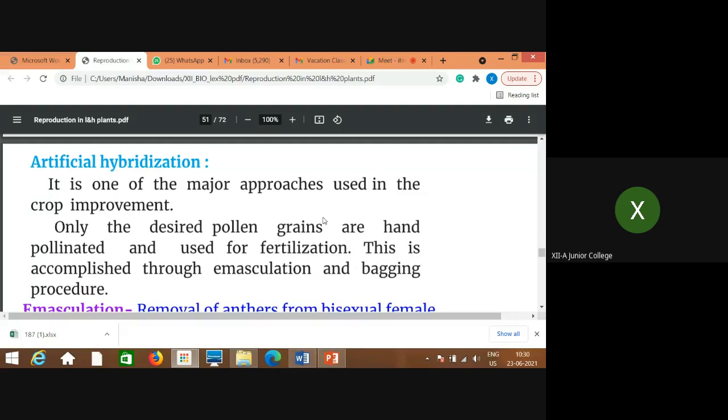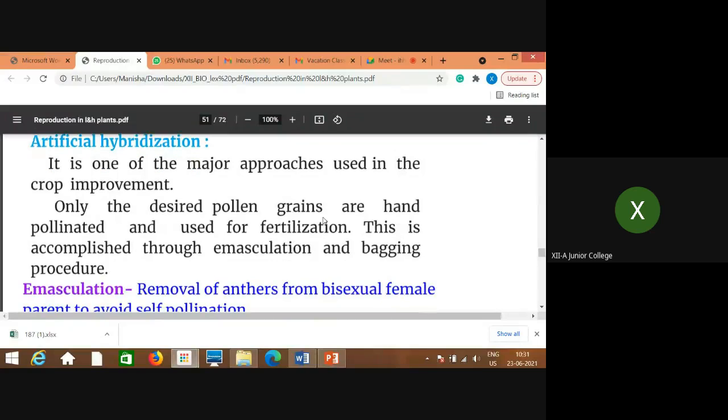What we discussed was the natural way of pollination and the further process of tube formation, pollen-pistil interaction. But one more method is also there, called artificial hybridization. Self or cross pollination was the natural way we discussed, but artificial hybridization is one of the major approaches used in crop improvement nowadays. Only the desired pollen grains are hand pollinated and used for fertilization, and this is accomplished through emasculation and bagging procedure. So emasculation means what?